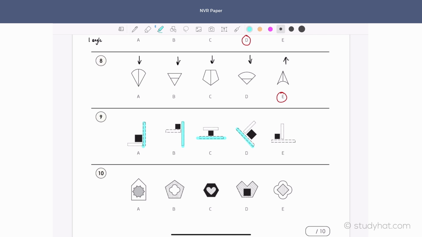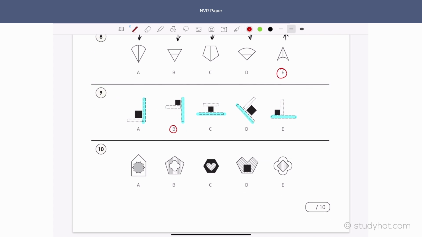Now, straight away we can see we have an odd one out, don't we? B. Because B has a smaller dotted line for the biggest piece. And you can go through and check the rest, and you'll see that that's why B is the incorrect odd one out. Okay, and finally, question 10.